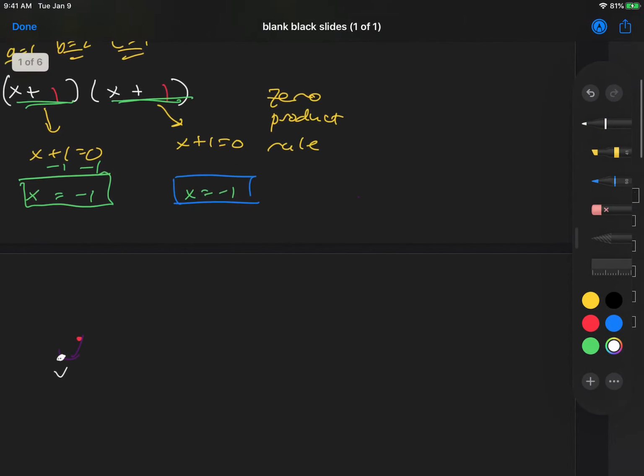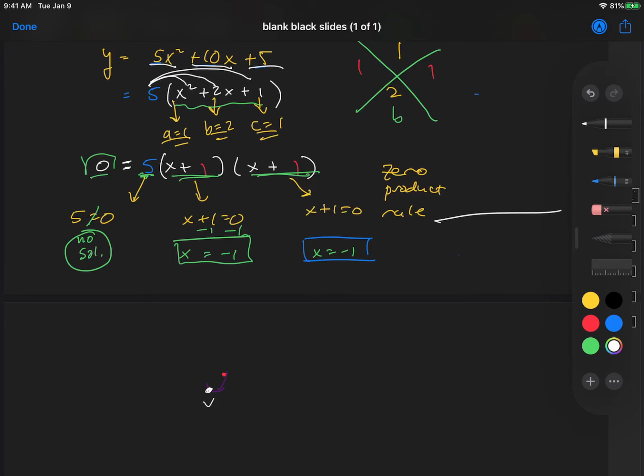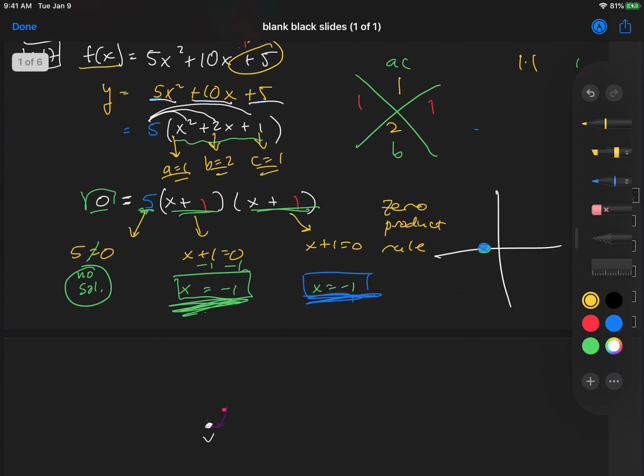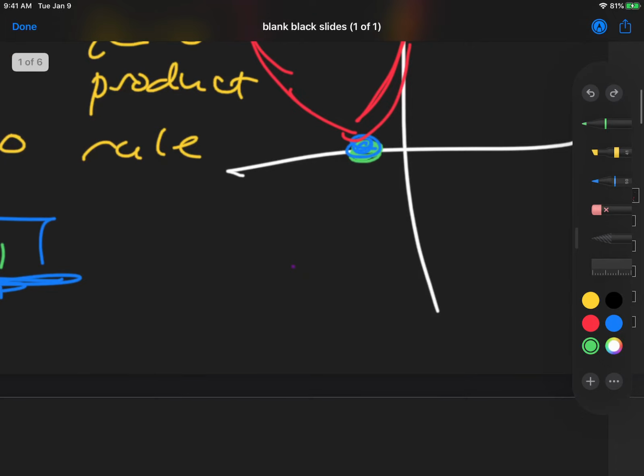Let's do it over here. Here's my graph. My answer in green, x equals negative 1. And here my answer in blue, x equals negative 1. Our y-intercept of positive 5, it's up here. And my graph's a value is positive, so my graph's going to open up. Okay, that's what my graph looks like. And they call this a double root.